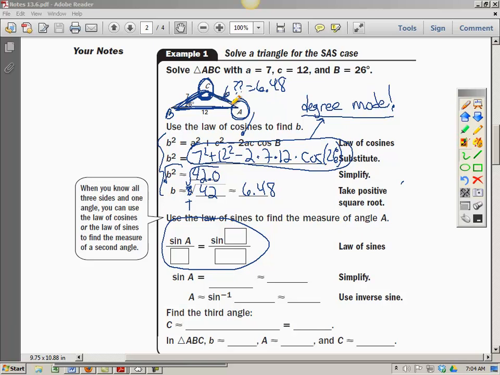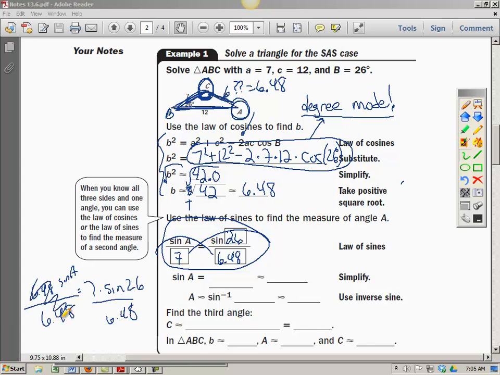All right? So we're going to use the law of sines to find that other small angle, in this case, which is angle A. Again, you could use this to find angle C, but it might cause you a little bit of headache. All right? So let's go ahead and say, all right, listen, the sine of A over side A is going to be equal to the sine of 26 over the missing side, which is 6.48. From there, we cross multiply by both sides, and we get 7 times the sine of 26 is equal to 6.48 times the sine of A. We would divide both sides by 6.48.